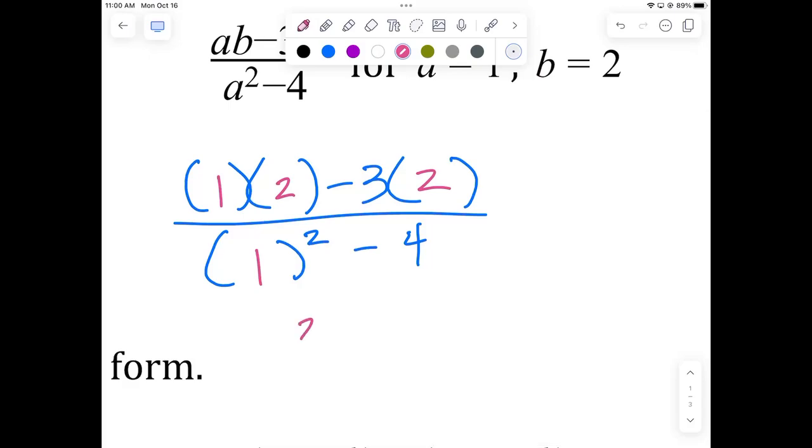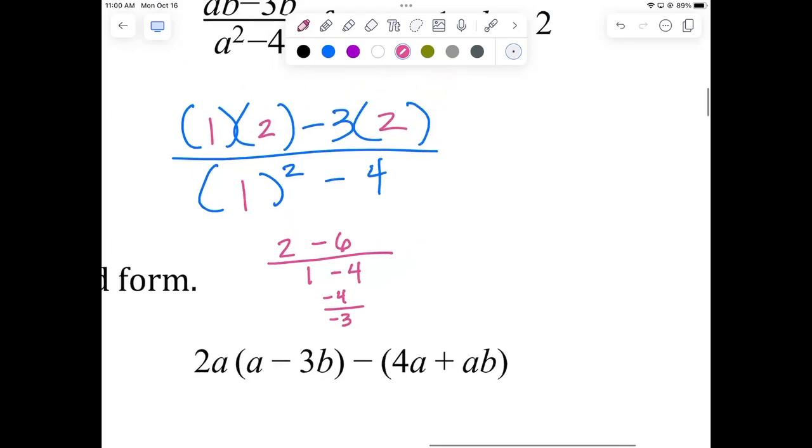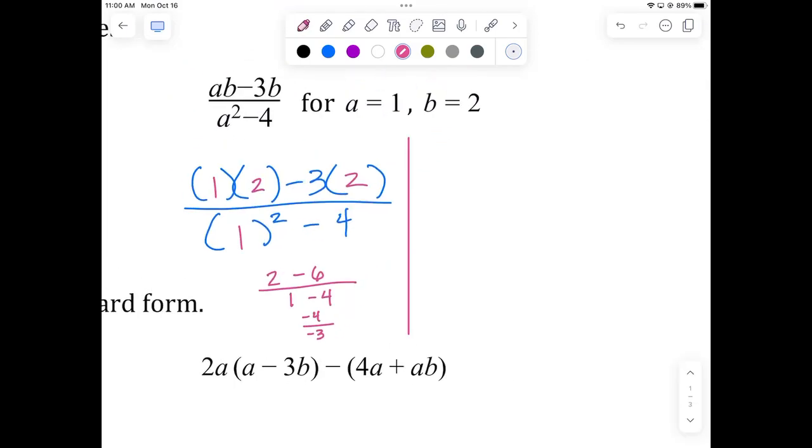1 times 2 is 2. Minus 3 times 2 is 6. 1 squared is 1 minus 4. So I've got that as my intermediate step. And now 2 minus 6, that's negative 4. Over 1 minus 4 is negative 3. And I ran out of space, so I'm going to a new column.